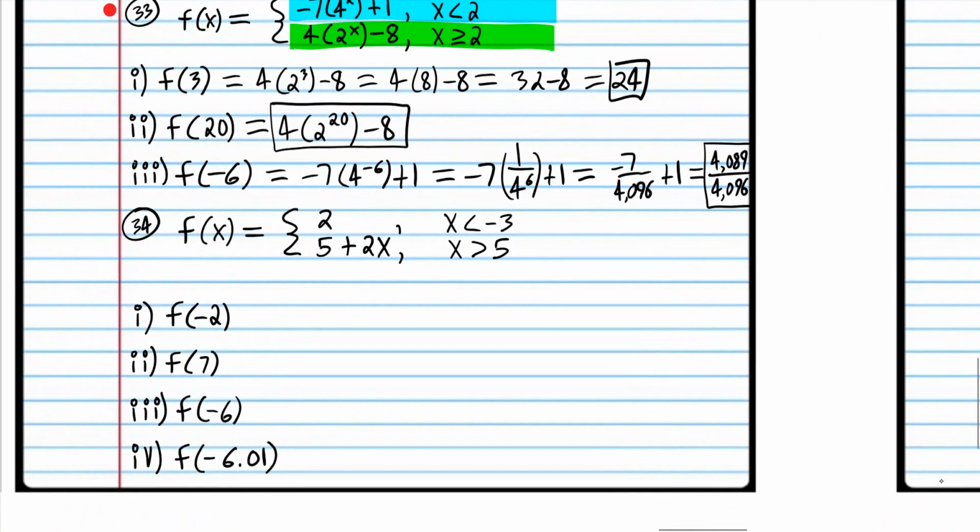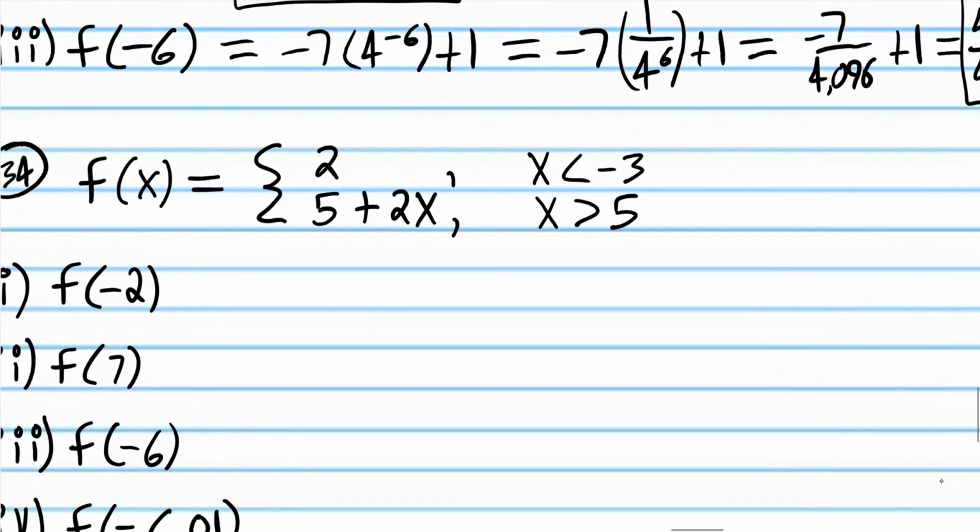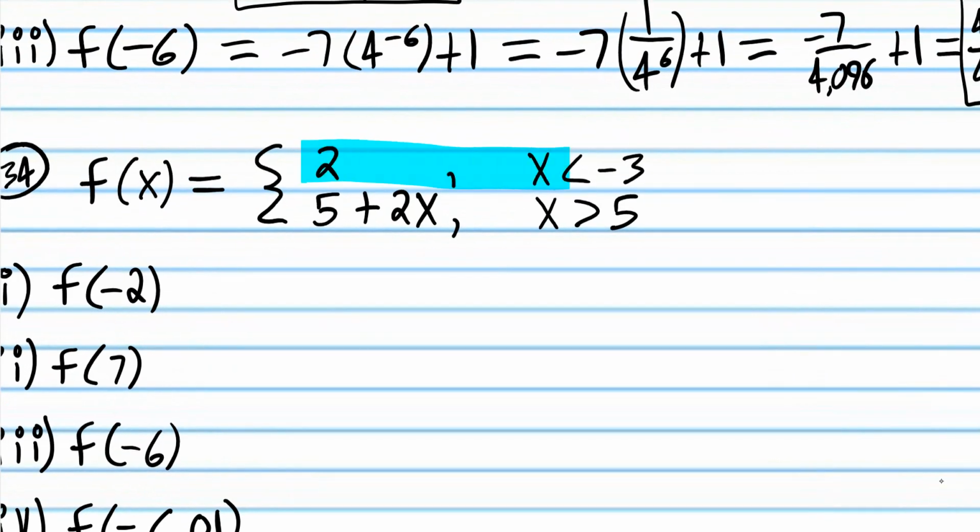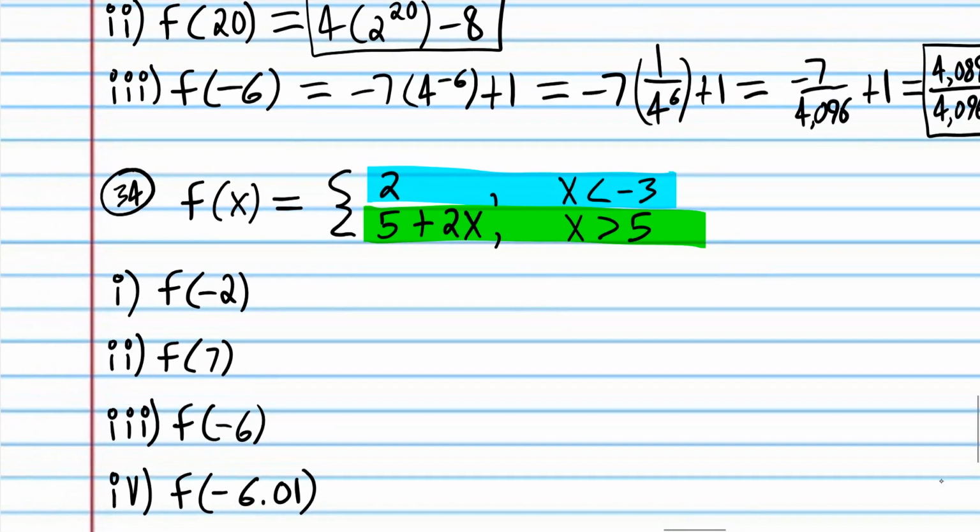Okay, so let's try another one of these. So we have a blue expression and we have a green expression. So the question is, is -2 less than -3, or is it greater than 5? And the answer is it's neither. So the function is undefined if the input is -2. Now again, if you're having trouble seeing that, you can just draw a number line.